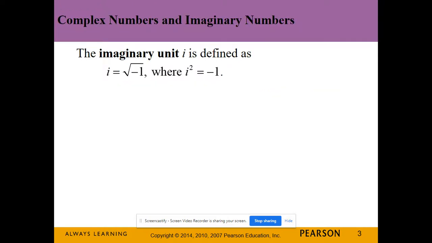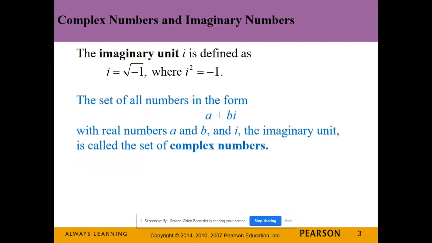First thing we're going to talk about is the imaginary unit i. It is defined as the square root of -1, which means i squared is then equal to -1. All numbers in the form a plus bi are complex numbers, where a and b are real numbers and i is the imaginary unit. Note how the real part comes before the imaginary part. That's going to be considered the standard form.